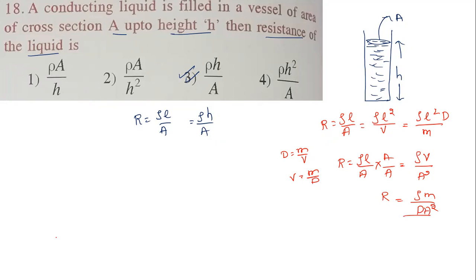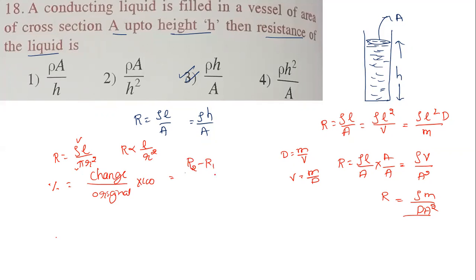Okay. So if area is not given, radius is given, so I am going to take resistance equal to rho L by pi R square. I can say resistance proportional to L by R square because rho and pi become constant. If they ask you percentage, they need to find always what now? Change divided by original into 100. Like it will be R2 minus R1 by R1 into 100.